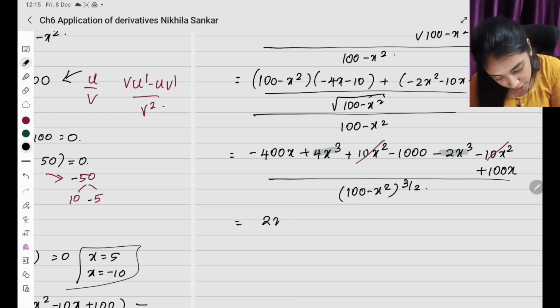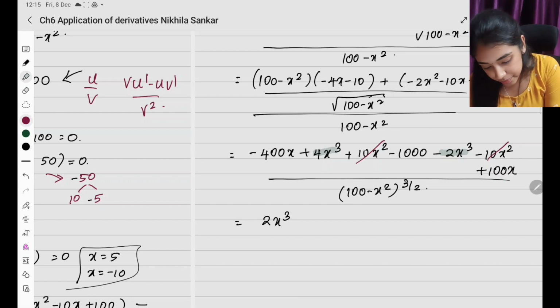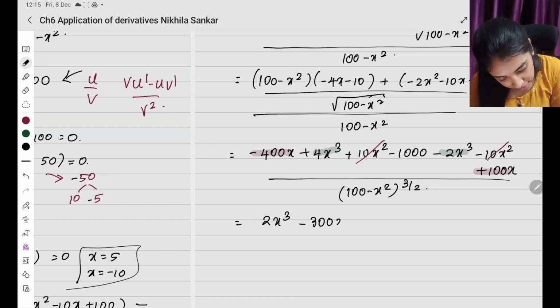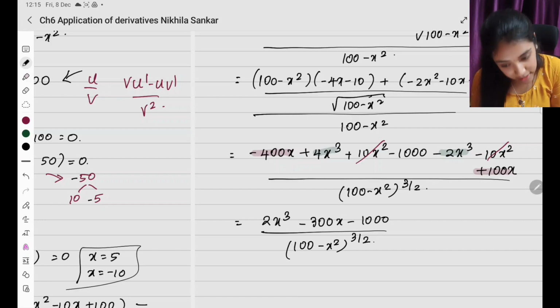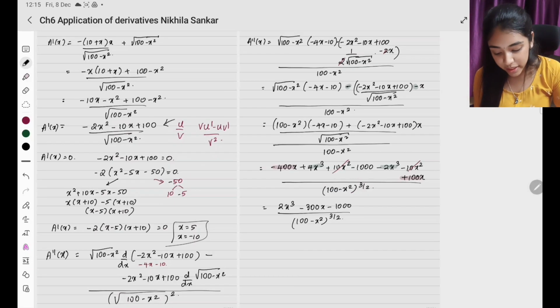So that becomes 2x cube. I have minus 400 plus 100. So this becomes 2x cube minus 300x minus 1000 divided by 100 minus x square to the power 3 divided by 2. So I have to find my critical point now.